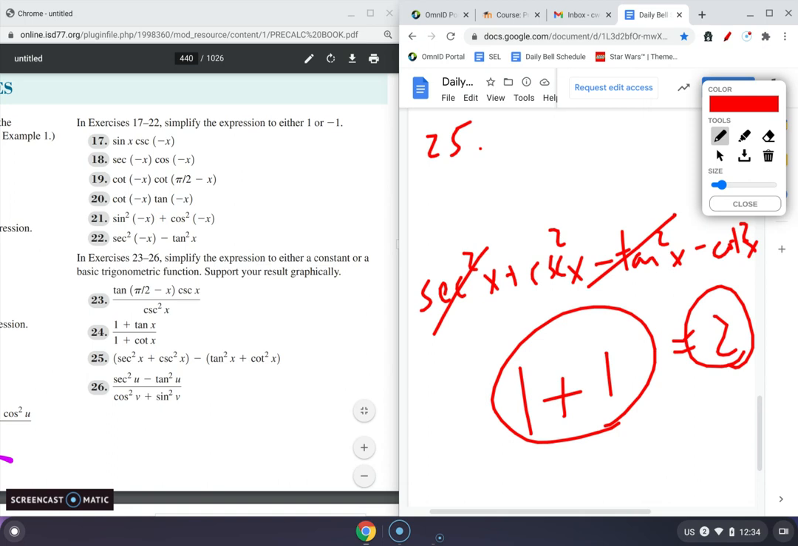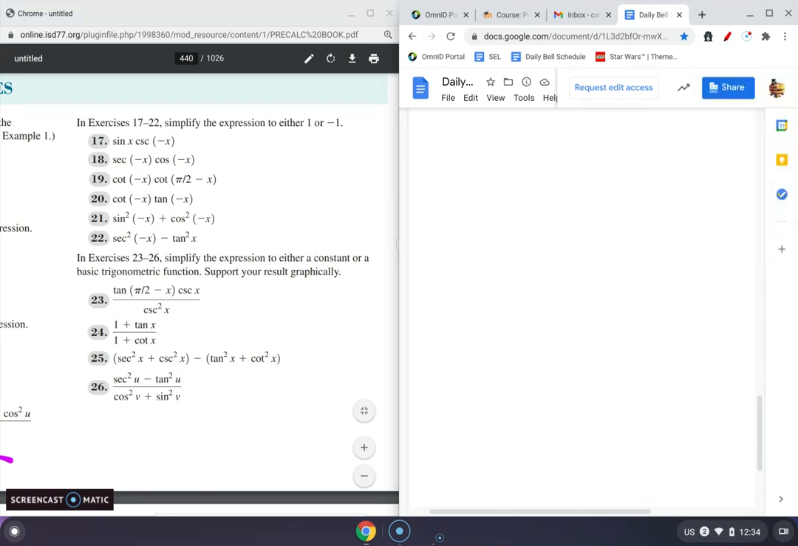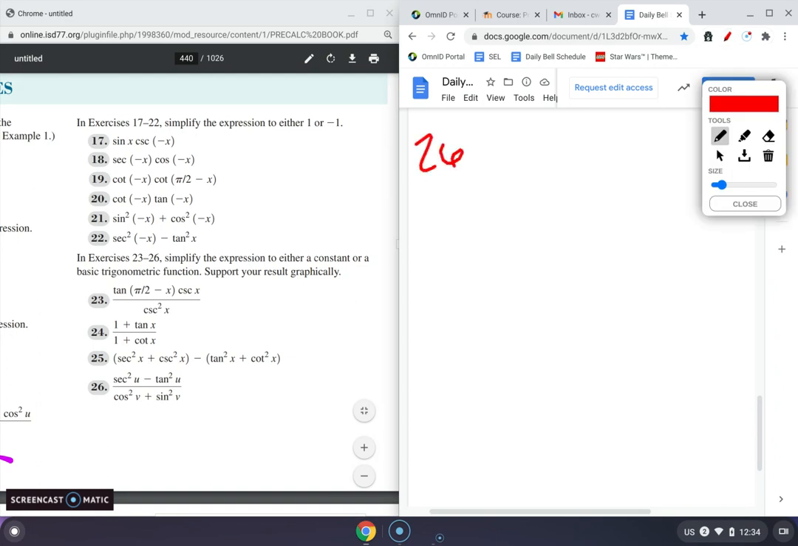All right, one last one I'll go through, and then you can have 5 or 6 of these to try, and then we can talk about them tomorrow at our Google Meet. All right, let's try 26. And that'll be enough for day 1 here.